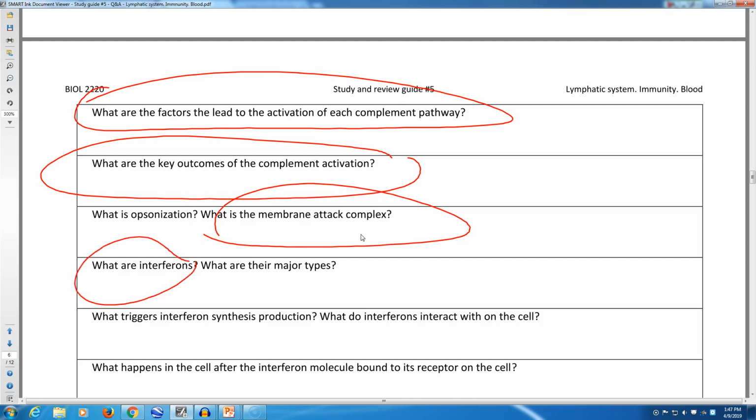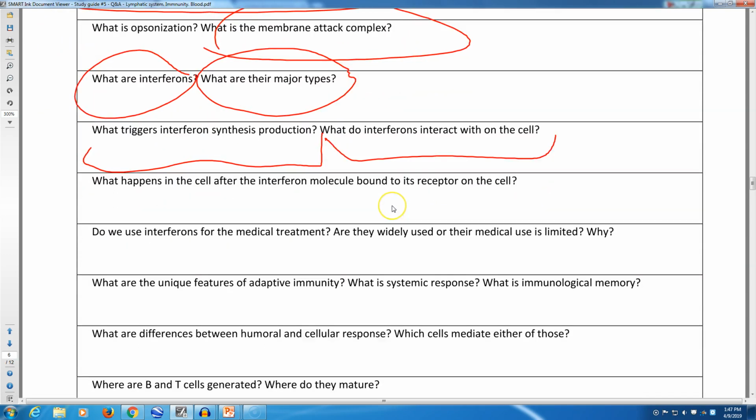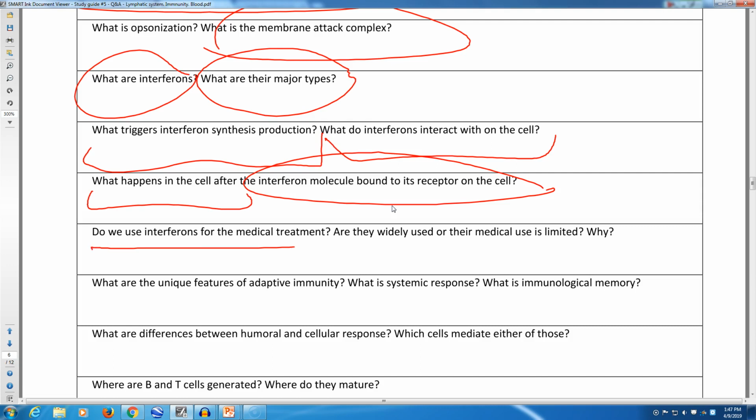Interferons, proteins produced by infected cells, type 1 and 2. What triggers them? Well, infection. Interferons interact with a receptor. When interferon binds to the receptor, there's a sequence of intracellular events that stimulate production of protective responses. Basically, the cell is being primed against the infection. We do use interferons for medical treatments. Medical use is limited because of the side effects.